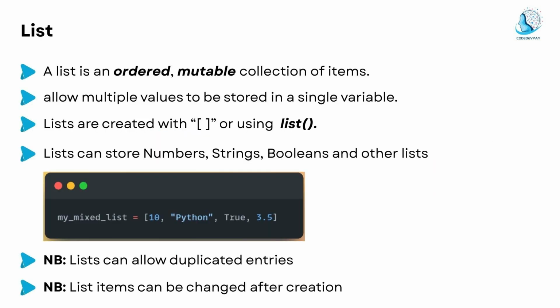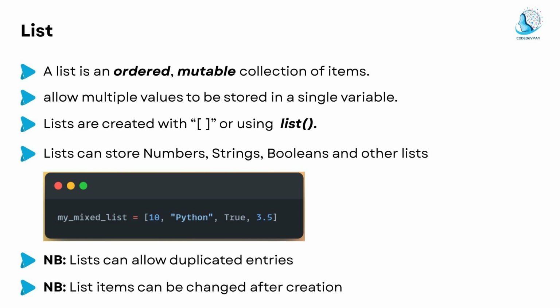A list is simply an ordered, mutable collection of items. With lists, we can store multiple values with just a single variable. You can create a list either by using the square brackets or the list constructor. We can store numbers, strings, booleans, and other lists. With this example here, we have mine_mixed_list. So inside the list, we have different collection of items.